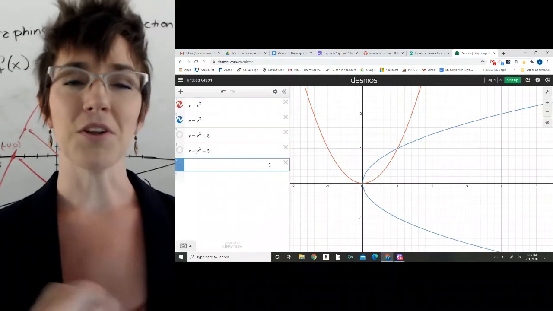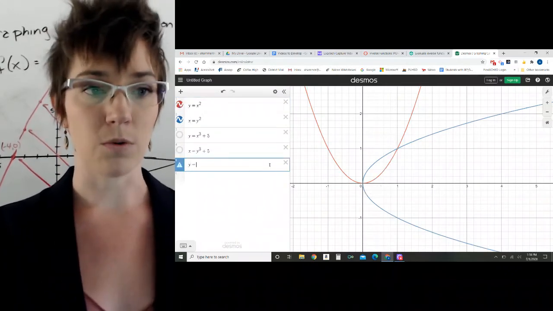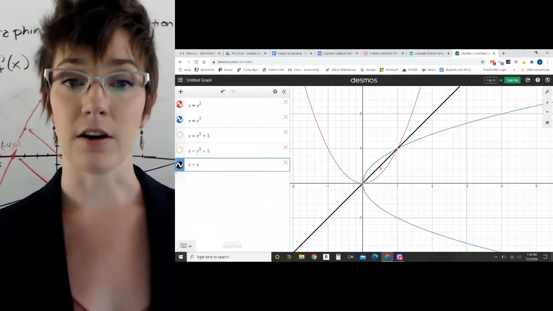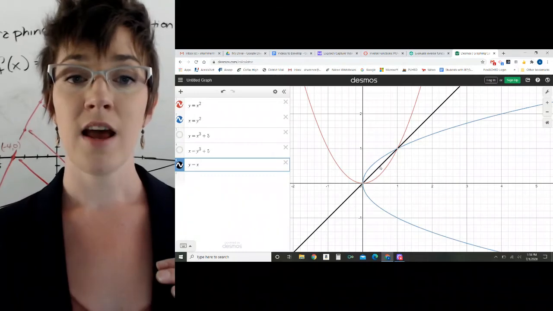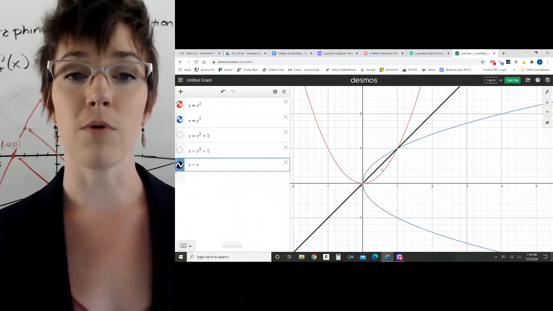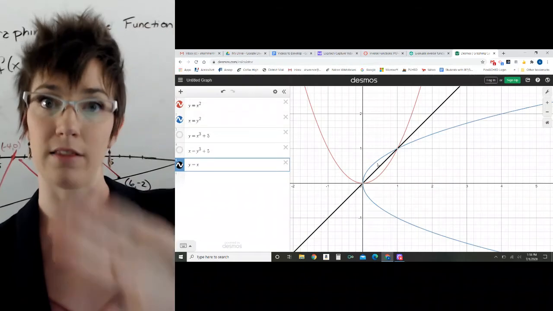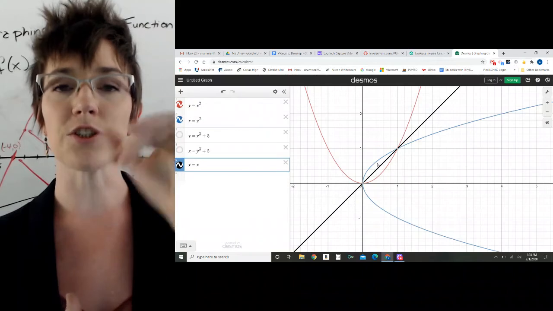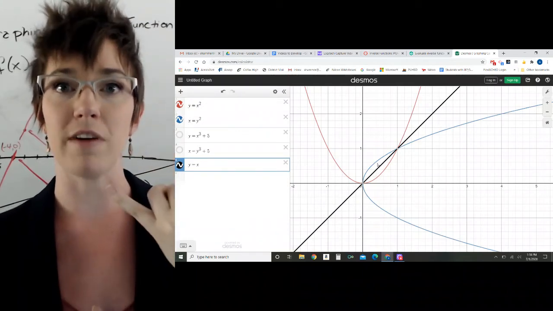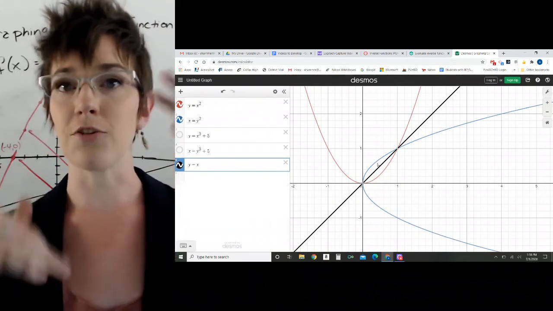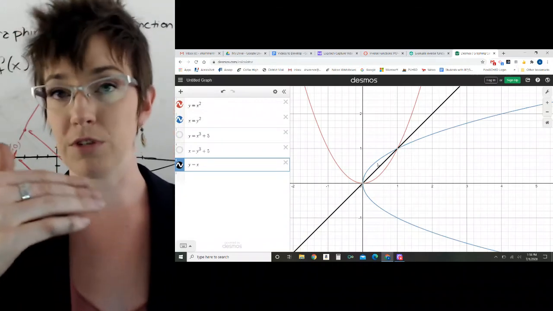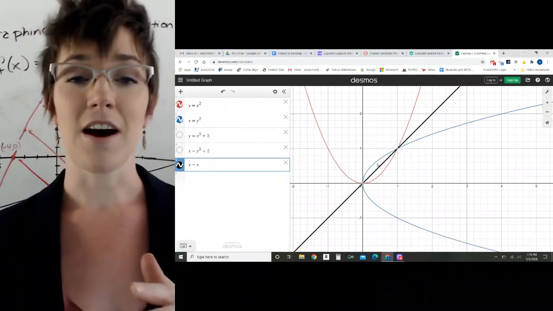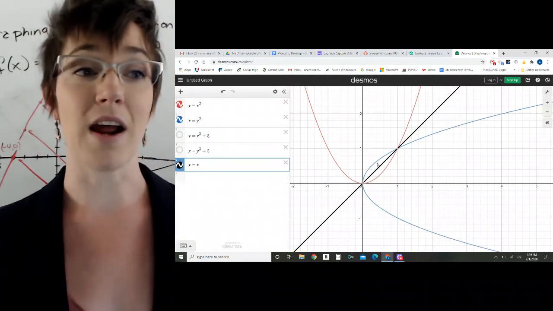I wonder what it would look like if I graphed y equals x. Okay, so this black line here is where y is equal to x. And I want you to notice how every single point is actually reflected over that line. And it makes sense if you're thinking in terms of inverses, how you switch the x and y values. You switch the input and output values and then graph them. So your result is two graphs, the original and its inverse, and they're symmetric over the line y equals x.